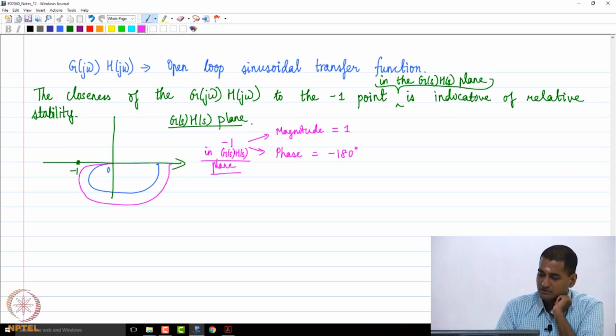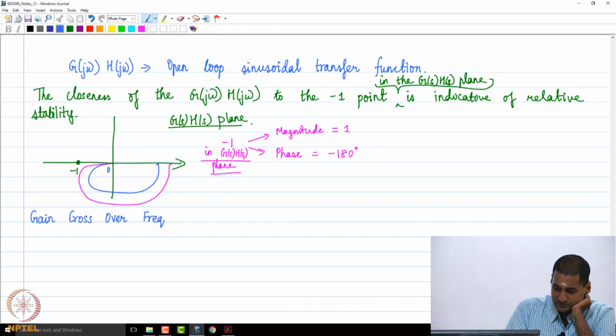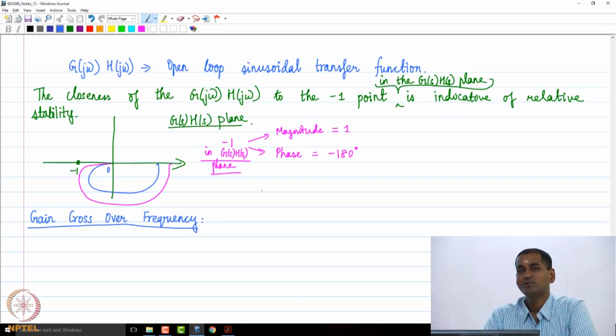Based on this, we are going to have a few definitions. Let me write down those definitions. The first definition is the following. We are going to define what is called the gain crossover frequency. I will define these two frequencies, then we will come back in the next class and define two important parameters. I just want to spend some time discussing those.